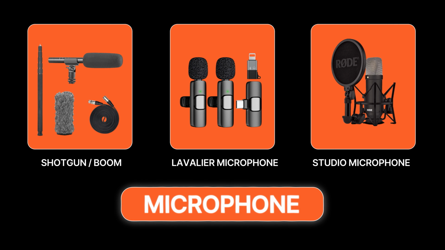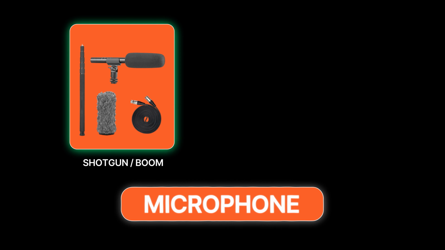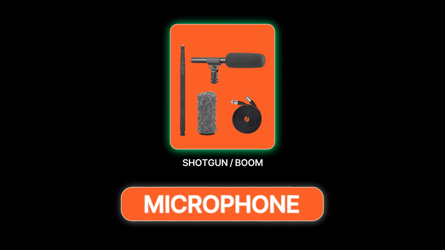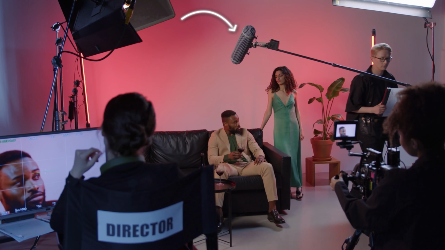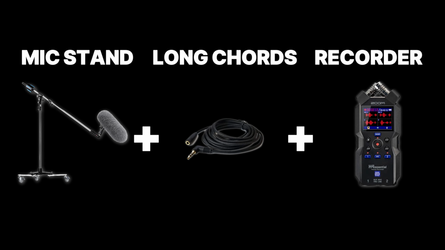But now, the next microphone that is popular for YouTubers is the shotgun or boom microphone. And this allows you to capture high quality audio while having a clean shot where the mic is not in your frame. That said, these microphones will require some extra gear like mic stands, extra long cords, and possibly a recorder to properly use this setup. So if you're tight on space or money, then this may be something you upgrade to over time.